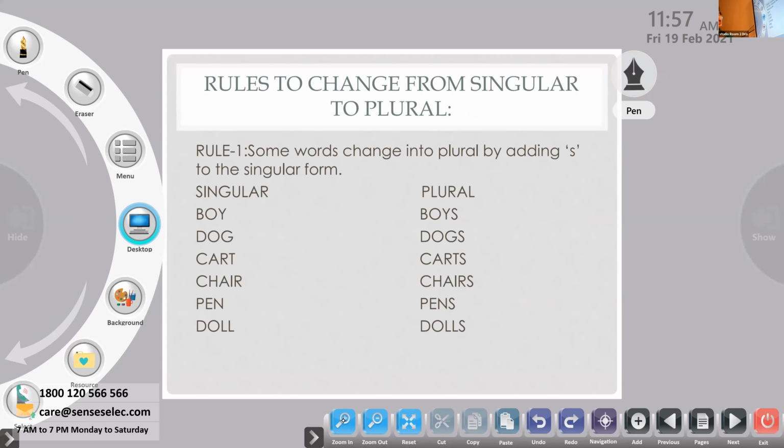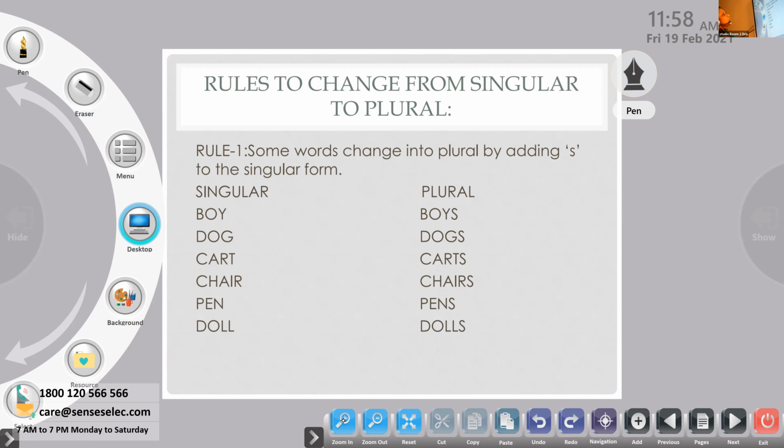The first rule is just adding s at the end of the word to make it plural. Is that clear? All of you please do learn it. It is a simple rule: add s at the end of the singular form to make it plural. So boy, boys; dog, dogs; cart, carts; chair, chairs; pen, pens; doll, dolls. Just add s at the end of the word to make it plural.